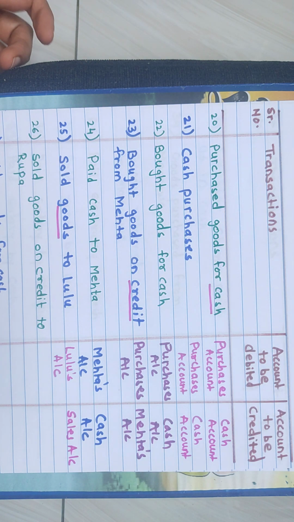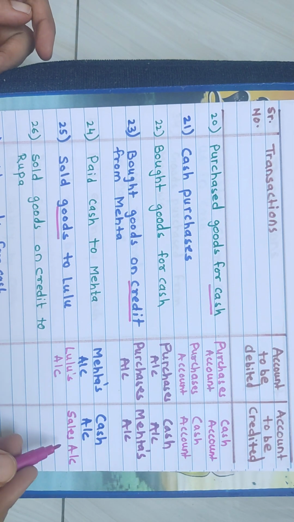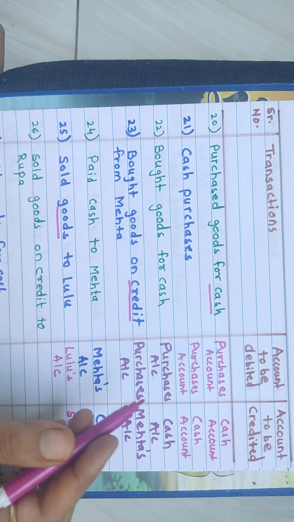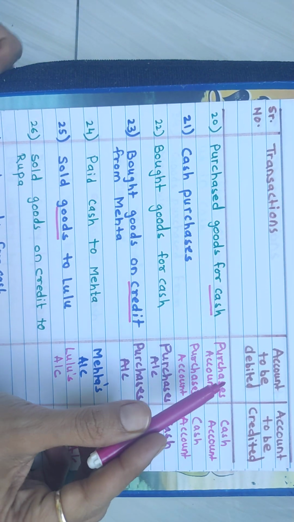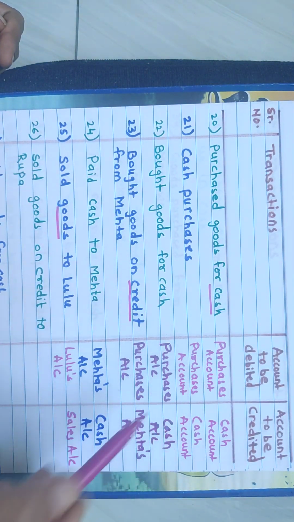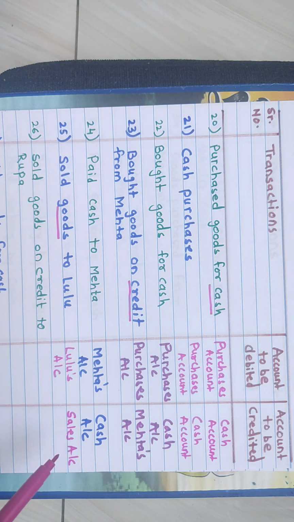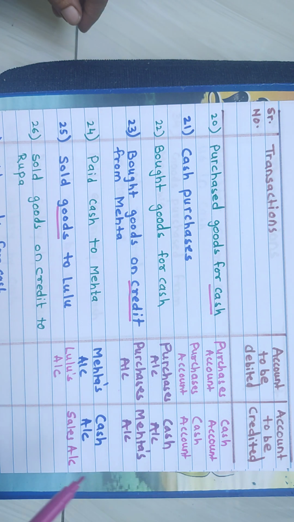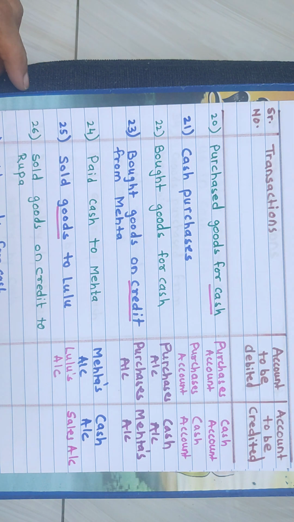So sold goods to Lulu means Lulu's account is debited and sales account is credited. Always remember, very easy to remember. Purchase always comes on the debit side, sales always comes on the credit side. Purchase is debit side and sales always comes on credit side.